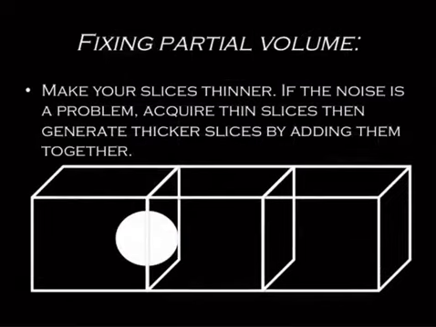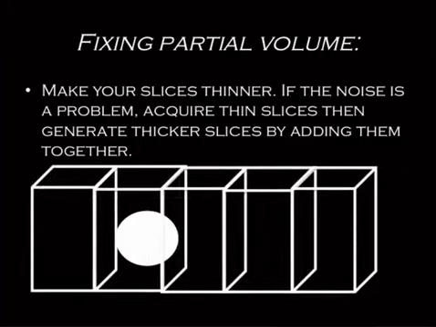So how do you fix that? Basically, you make the slices thinner. And if the noise is really bad, then you can acquire thin slices and then do a post-processing correction and thicken them. But if you've got thinner slices, it's going to go black, white, black, black, black, instead of a gray in there.